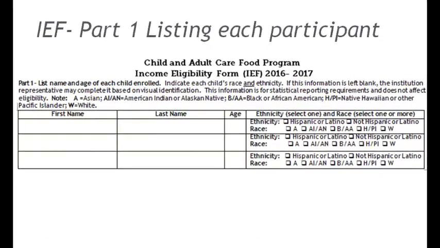In Part 1, parents or guardians must write the full name and age of each child enrolled for care at the center. Parents or guardians have the option to indicate the ethnicity and race of each child. If the parent or guardian chooses not to provide this information, the site representative must complete this portion. The representative must inform the parent or guardian that a visual identification will be made and the collection of this information has no effect on the determination of their eligibility to receive program benefits.